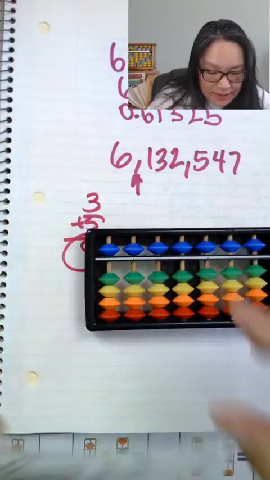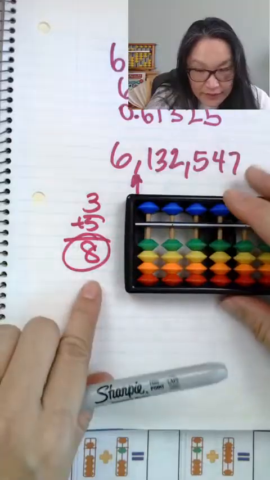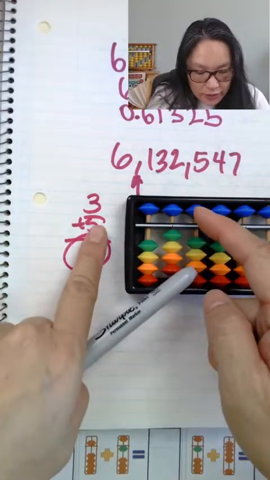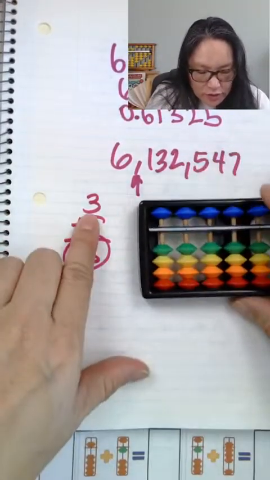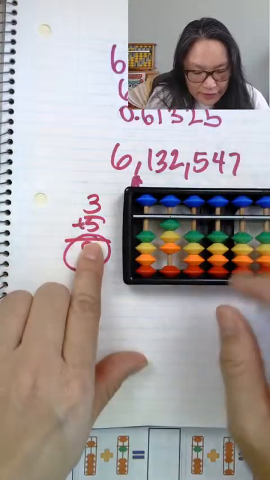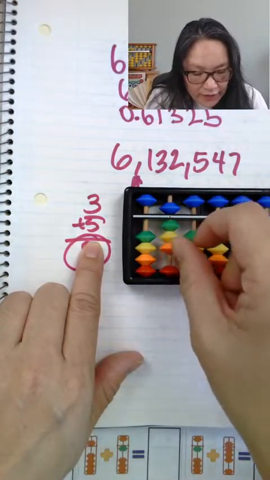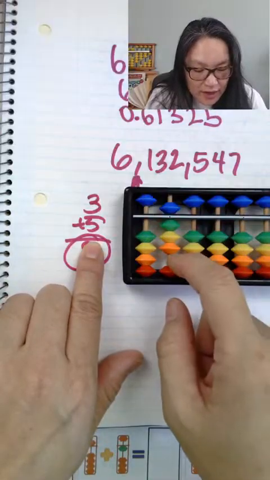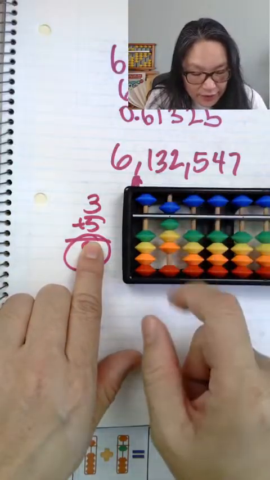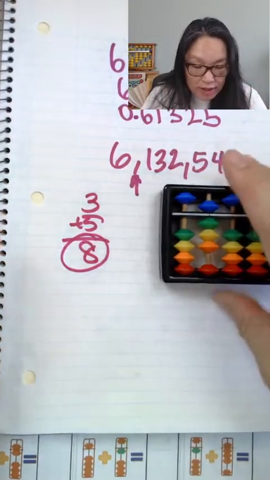On the abacus, let's take a look. On the abacus, it is 3. Whoa, that didn't work. So we have 3, and then we add the 5. Notice the question on the abacus is, do I have enough beads? Yes. So I can add my 3 and 5, and that will be 8. Okay, fantastic. Not a problem.